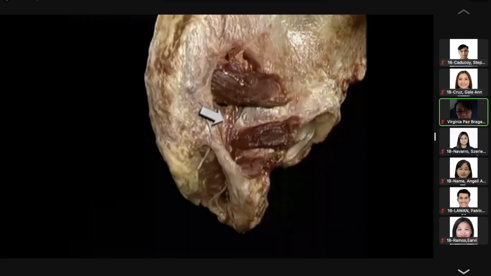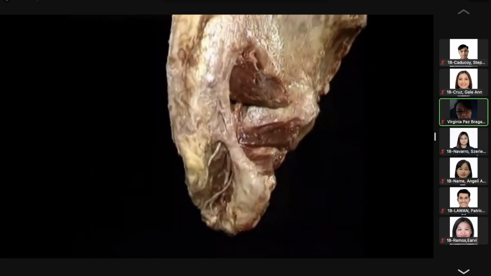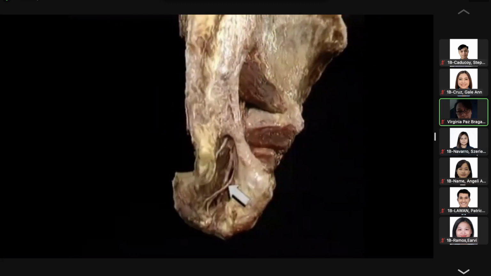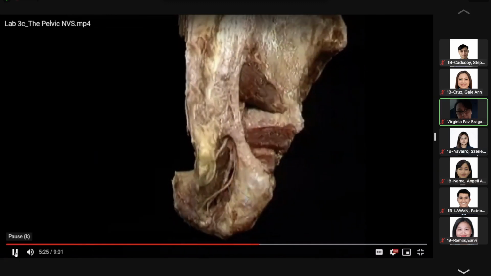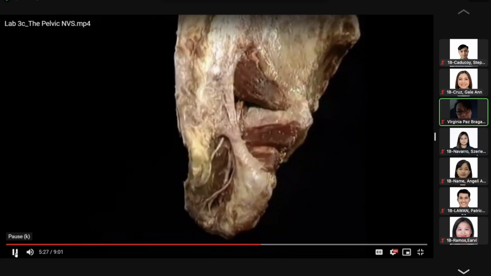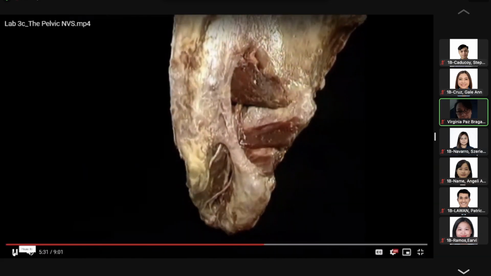Here's the pudendal nerve again. Here, next to it, is the internal pudendal artery, which we've already met. We'll go to an underneath view to follow the pudendal nerve. It passes forwards on the side of obturator internus along with the internal pudendal artery. Its branches supply the anal sphincter, the muscles of the urogenital diaphragm, and the external genitals.